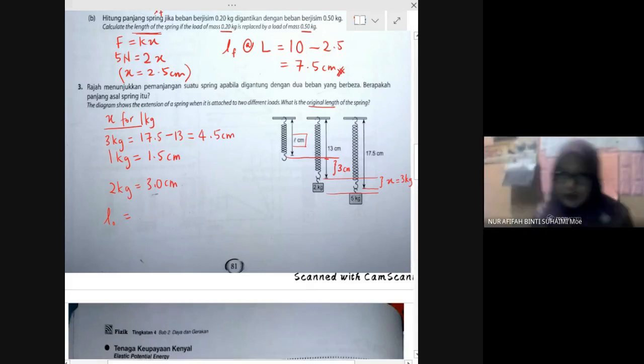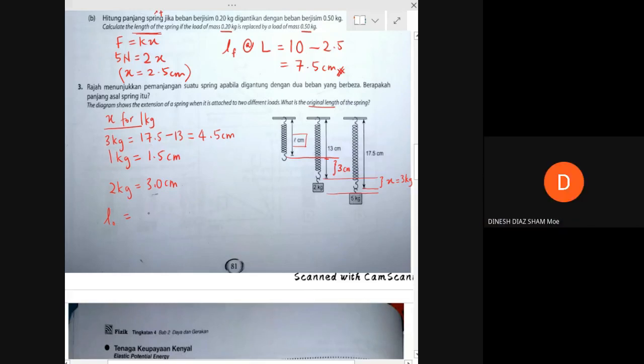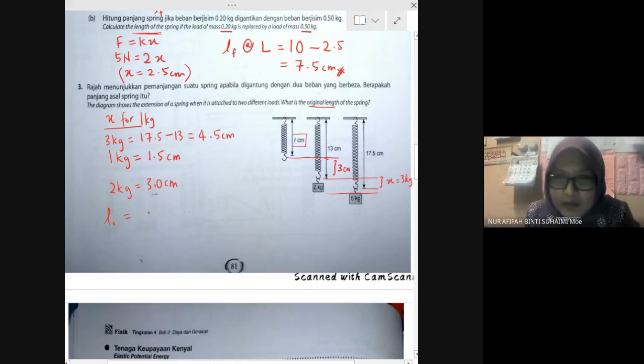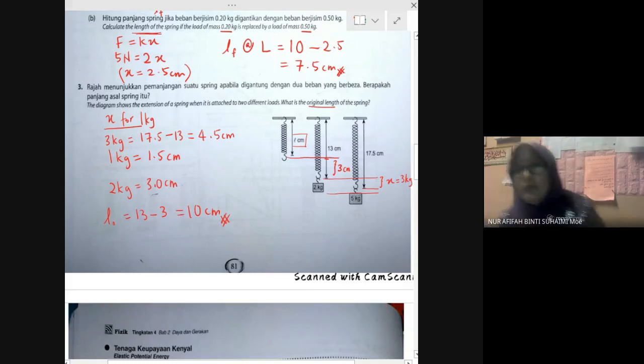Okay. Berapa dia punya original length? 10 cm. 10 cm. Yes. Okay, 10 cm. So you got 10 cm, 13 minus 3. 13 minus 3, so we get 10 cm. Original length is 10 cm. Boleh? Yang ini pun samalah. Kalau you kira for 5 kg also, you can get the same answer. Ada soalan? Nak tanya yang ini?